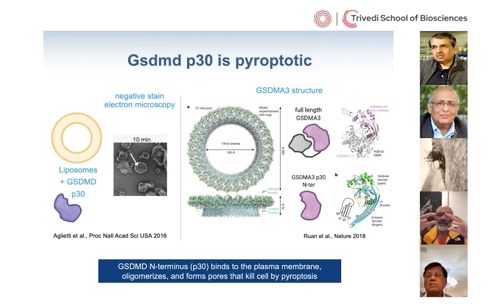So what was clear was that P30 kills. It kills by oligomerizing and inserting into membranes and forming pores.